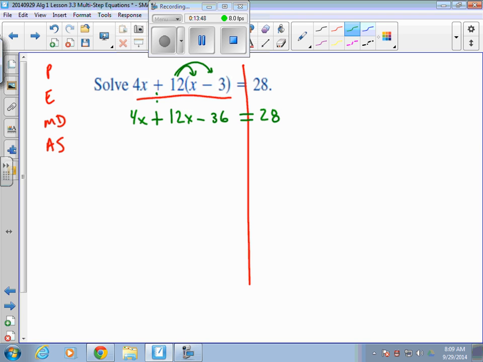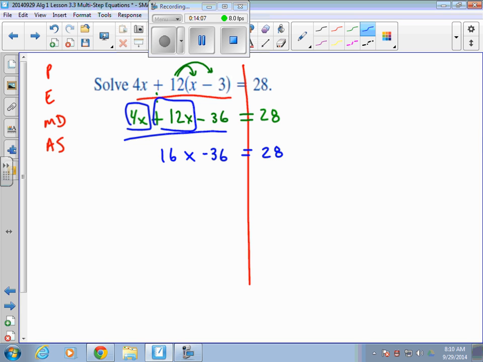Now again, combine your like terms. We still want to simplify that left side before we bring anything across the equal sign. You can put 4x and 12x together. It's positive. 4 and 12 is going to be 16x. Minus 36 is equal to 28.